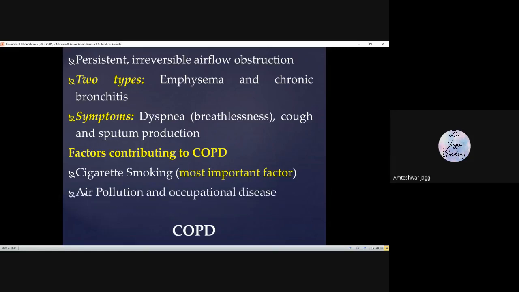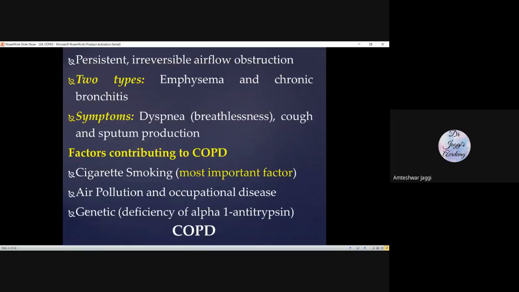This is minor: air pollution, occupational disease. Occupational disease means you are working in some area, let's say in a cotton mill, or you are working in some mines. The things which are there in the environment in that industry keep on coming inside your lungs. Ultimately, you get lung diseases. So the diseases that happen because of your workplace are the occupational diseases. Air pollution can also happen, but not in that nature.